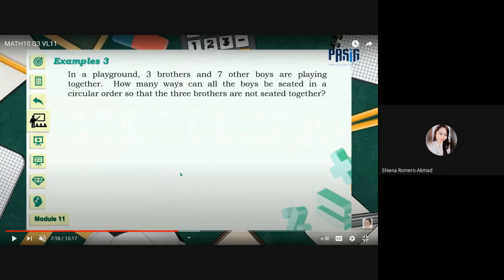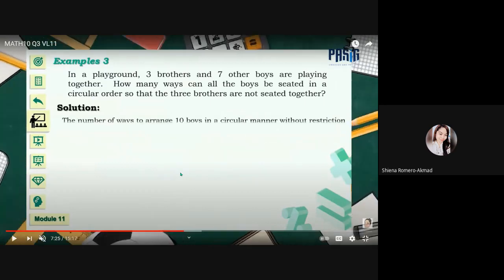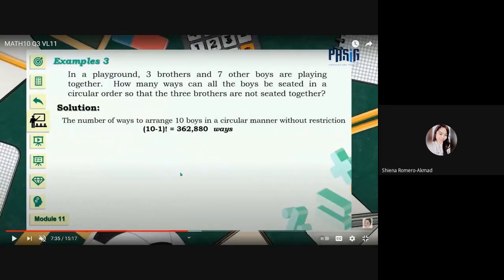Compute muna natin yung permutation nila that has no restrictions, and then subtract natin yung together, and then we'll get the not together. So to do that, ito yung no restriction. That's 10 minus 1 factorial, which is 362,880 ways. Then, paano naman yung seated together?